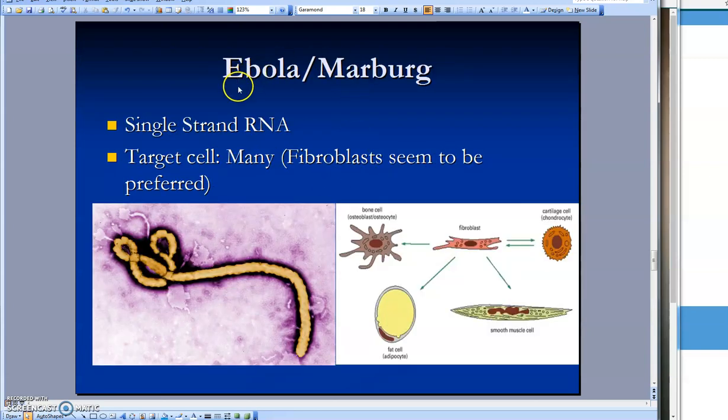One thing I didn't have on here when I added it was the transmission. It's unlike coronavirus, which can be transmitted through the air. Ebola and Marburg are transmitted through body fluids. So really, you've got to be in contact with somebody in order to pass it, which helps prevent the spread of Ebola.